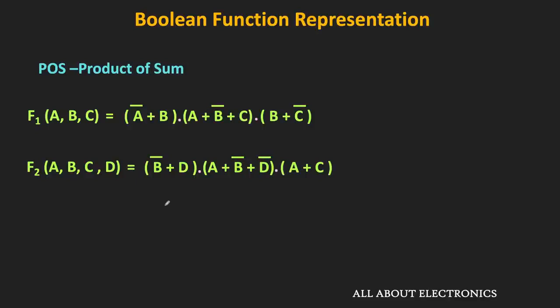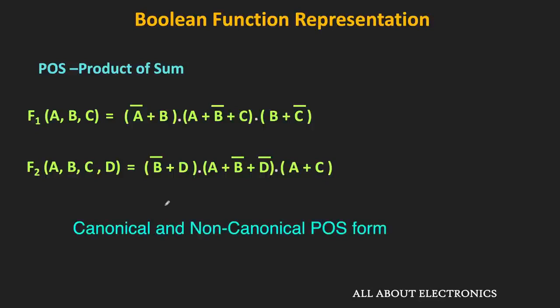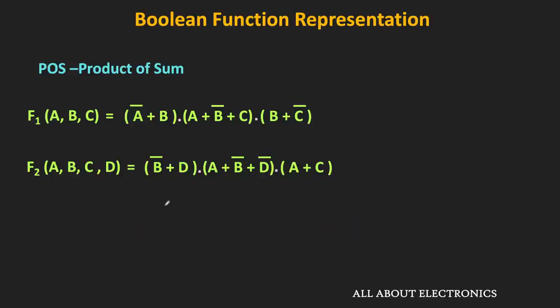Now, similar to the SOP form, this product of sum form of expression can be categorized into two types, that is canonical and non-canonical. In the non-canonical type of POS form, each sum term may or may not contain all the variables of the function. For example, this F1 and F2 are non-canonical forms of expressions, because if you see this F1, then it is a function of 3 variables.